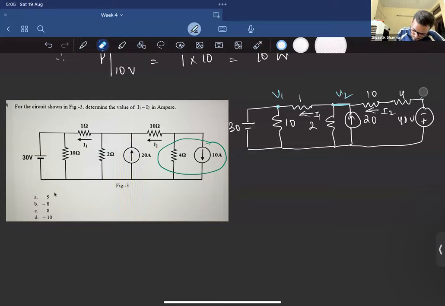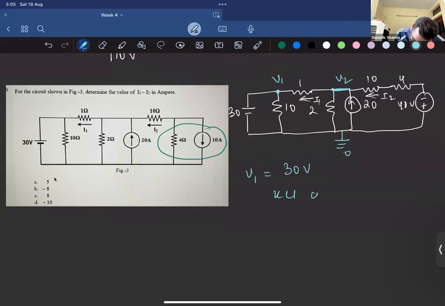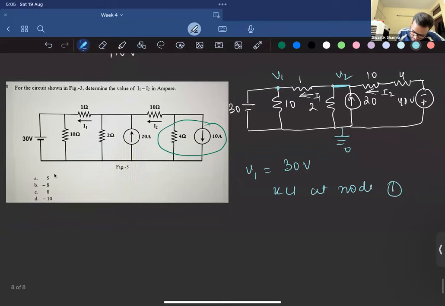So these are at datum node 0. So we know V1. Can anyone tell me what is V1? V1 is 30 volts. Right? So let's write KCL at node 1. What would it be? It would be V1 by 10 plus V1 minus V2 by 1. Just this, right? Is this right?